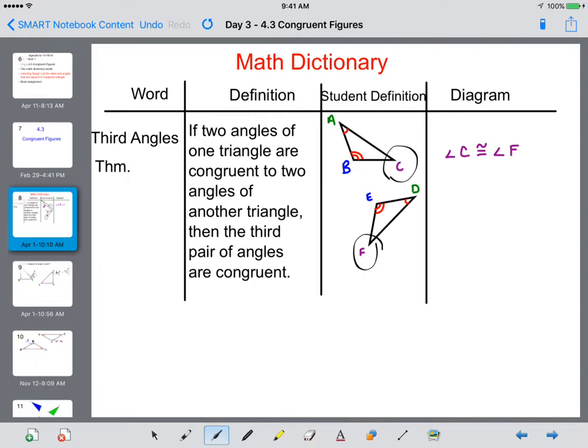are congruent. For example, if angle A is congruent to angle D, angle B is congruent to angle E, that says that angle C and angle F are congruent. They are the third pair of angles. Because the other two are congruent, that third pair must be congruent.